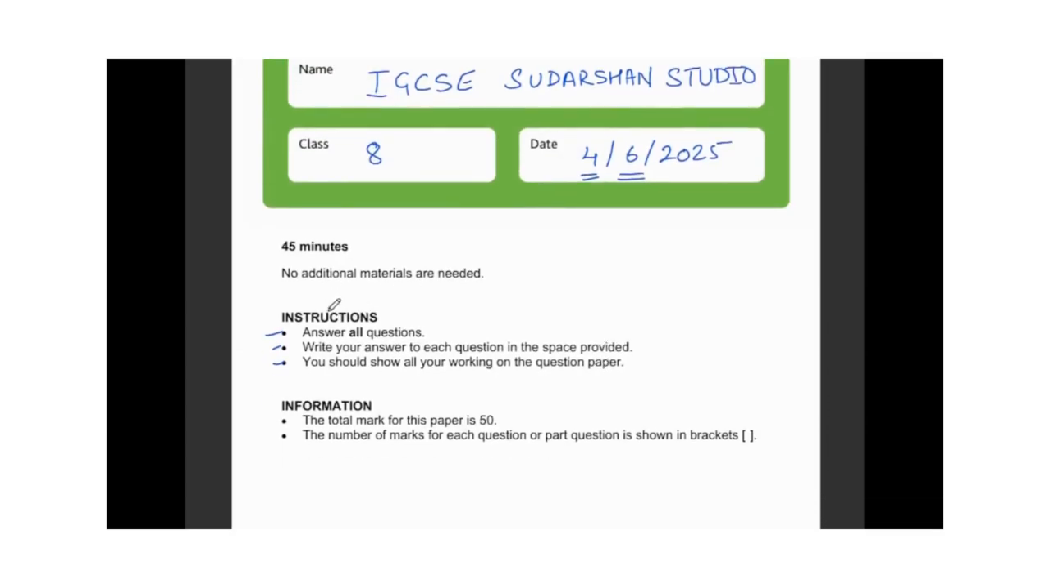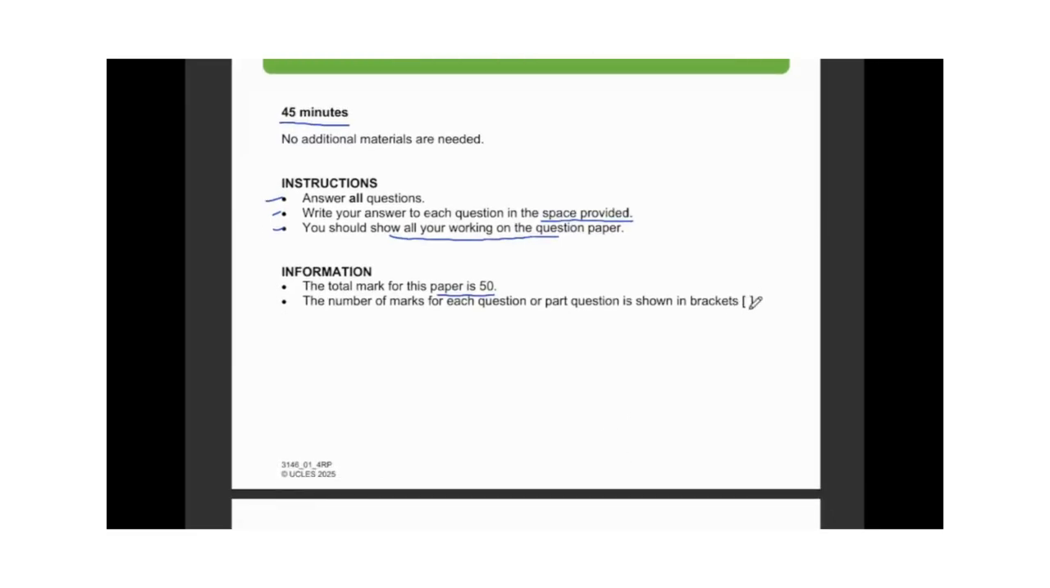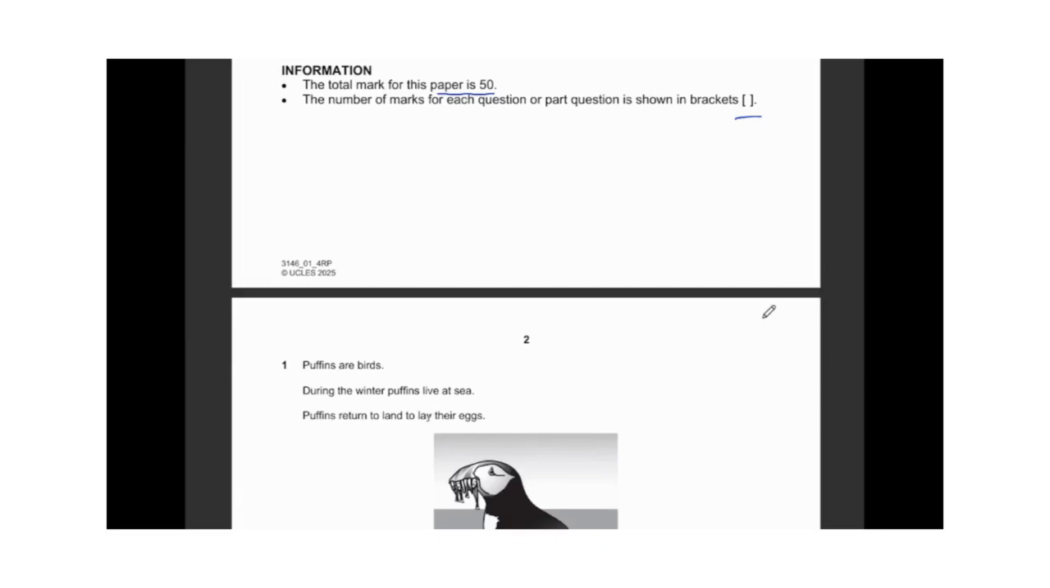So I hope you have seen these instructions. Go through the instructions very properly, students, and a very important thing is it's only for 45 minutes and the marks are 50. So the total marks of this paper is 50, weightage as you can see, and the duration is 45 minutes. Very important, no additional materials are needed, neither will they provide you. You have to answer all the questions, and a very important thing is show your calculation in the question paper. Write your answers in the space provided. Fine, all the number of marks will be shown here in the brackets. So let's see, the first question is what?